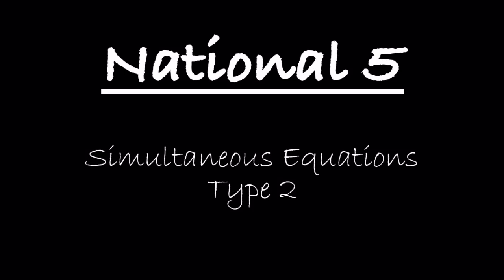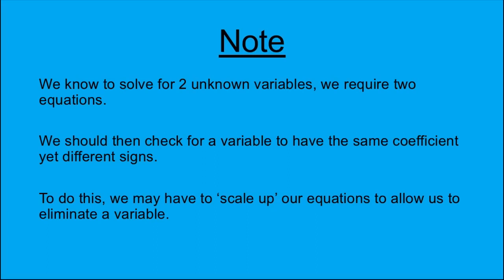This lesson will focus on simultaneous equations, type 2 from National 5. We know to solve two unknown variables, we require two equations. We should then check for a variable to have the same coefficient, yet different signs. To do this, we may have to scale up our equations to allow us to eliminate a variable.